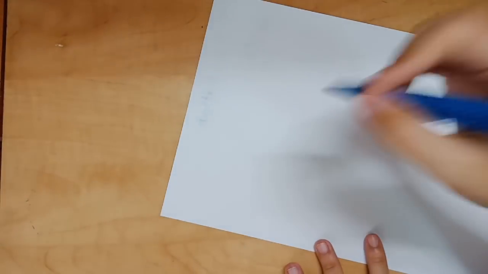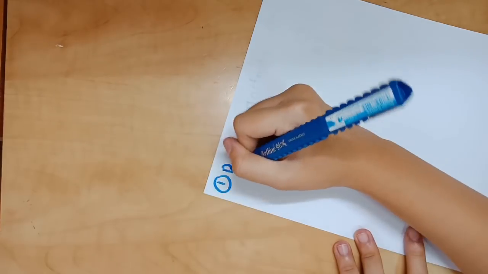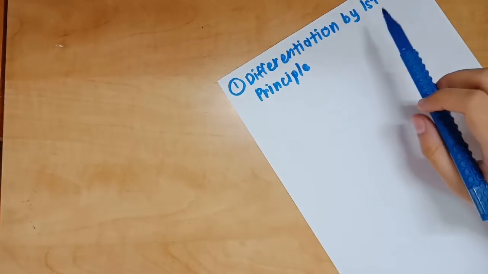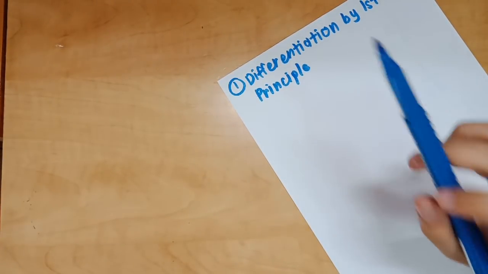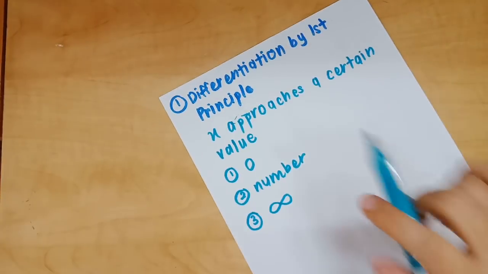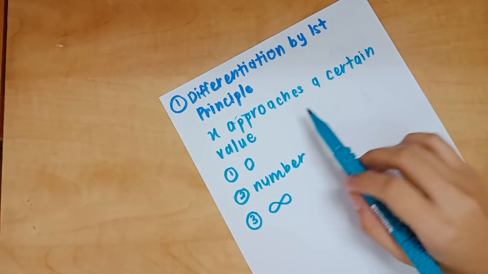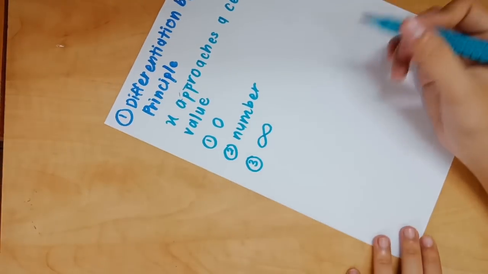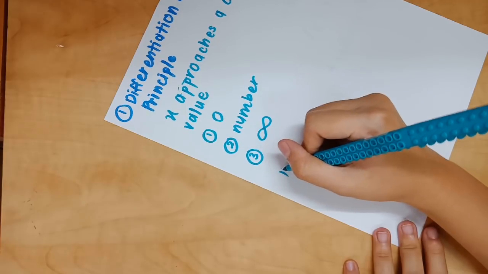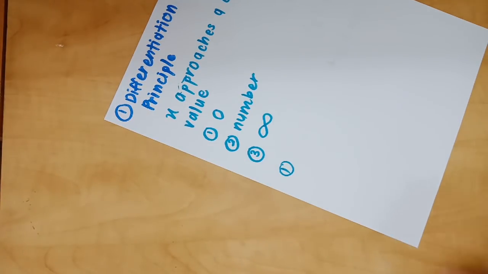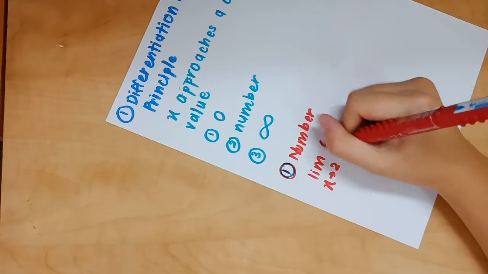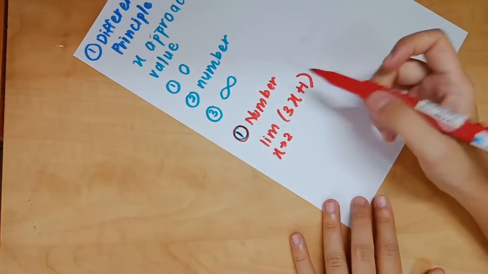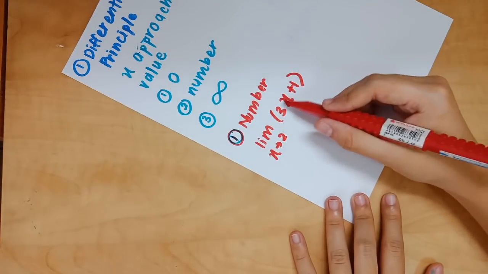First of all, we'll go to differentiation by first principle. The first principle is when they give you a limit and x will approach a certain value. It's either 0, a number, or infinity. First of all, we'll start with a number because that is the easiest. When you're given a number, you simply sub it inside the x.